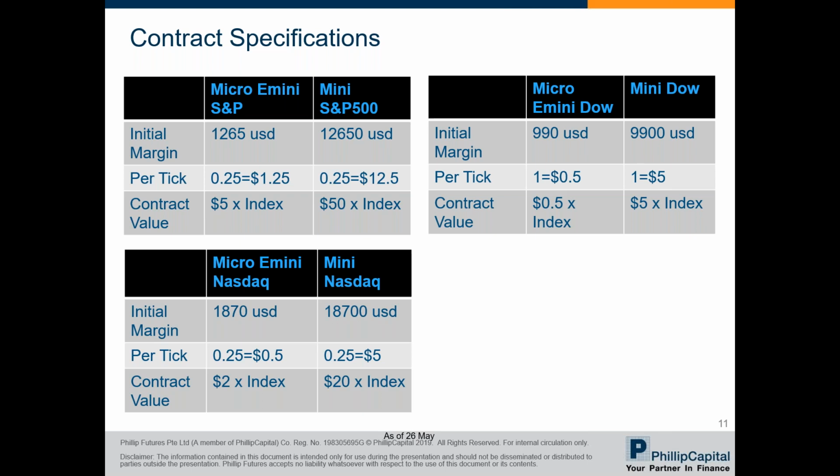Do take note that this applies if the market goes against you as well. The same principle applies to other contracts like the micro E-mini Dow Jones. As you can see, this per tick movement is 1 point, which equals 50 cents US dollars. So NASDAQ is shown below. The smallest tick is 0.25, and for the micro E-mini NASDAQ it is 50 cents US dollars.